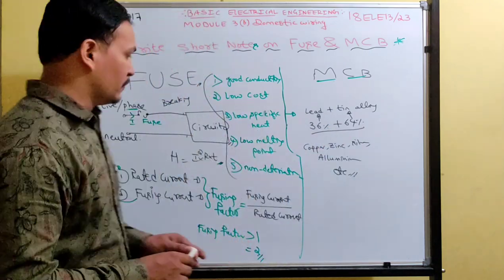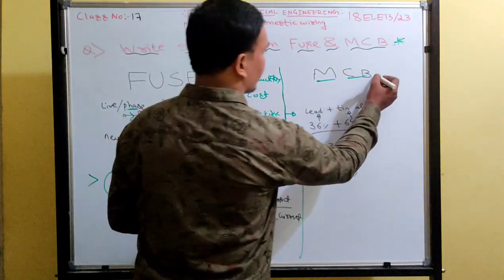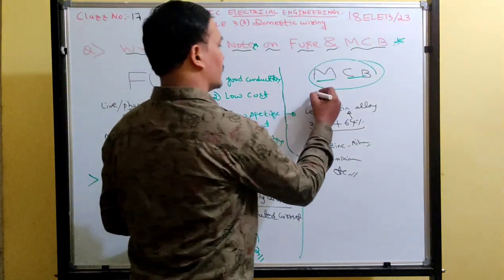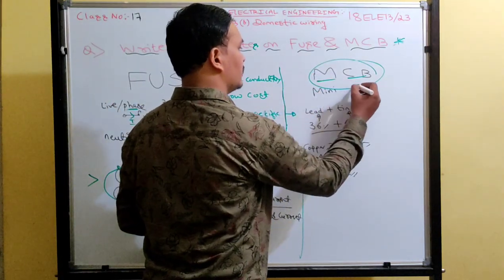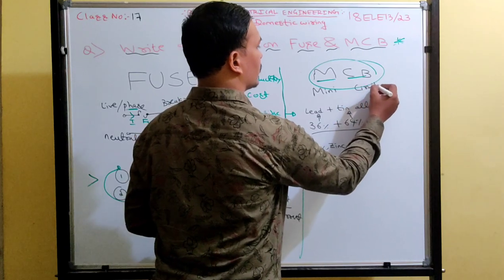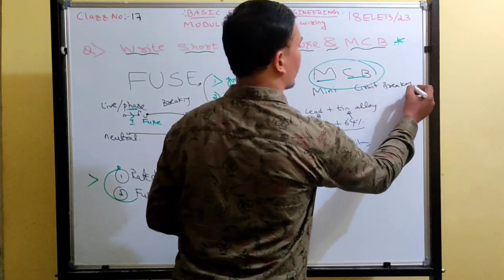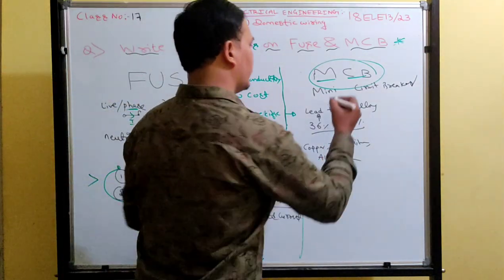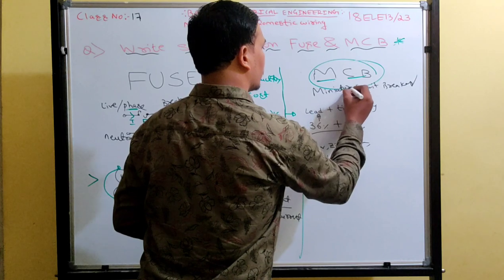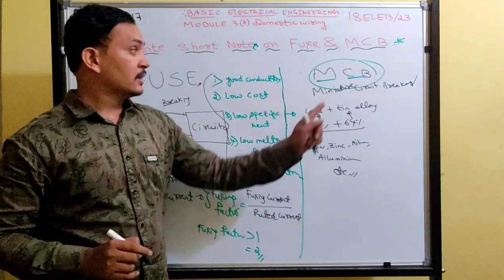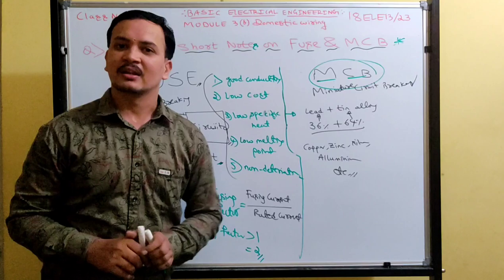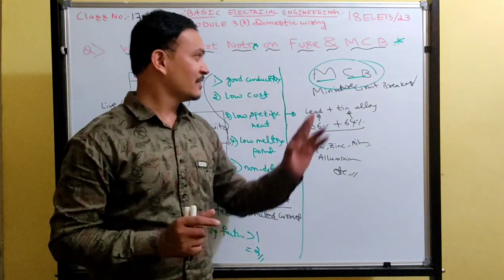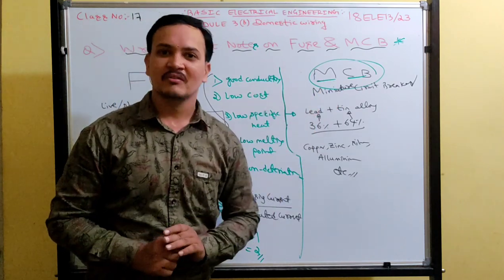Okay, got it. Now we can move on to MCB. See, M is nothing but mini. Mini circuit breaker. Simply, but the correct word is miniature circuit breaker. Miniature circuit breaker.